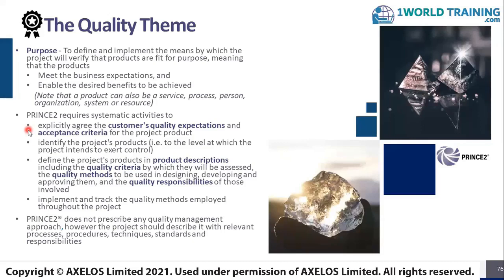On the other hand, the project team with the specialists use the customer's quality expectation and the acceptance criteria to define the project's products in more detail. Sometimes these are the components of the main product. These are known as product descriptions. So while on one hand, the customer or the users define what they want overall, the specialists also try to break it down into smaller product components and define the individual components in their product descriptions.